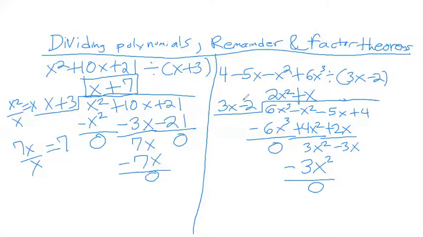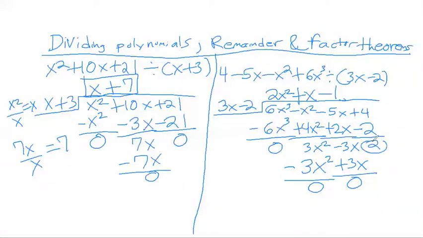So now how many times does 3x go into negative 3x? Well, it's going to be negative 1. So 3x times negative 1 is negative 3x. Take the opposite, that's 0. Now I'm going to do negative 2 times negative 1, which is 2. Take the opposite. That gives me minus 2. 4 minus 2 is 2.